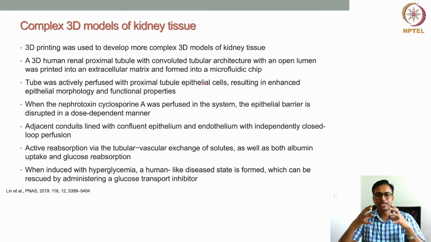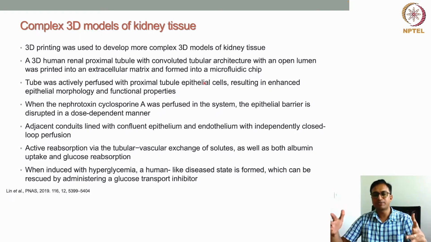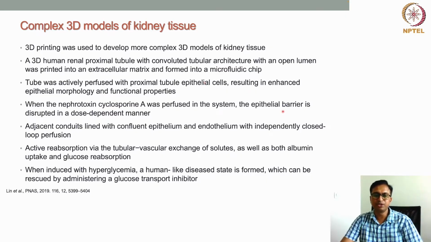Because of that, they maintain a barrier, so that the filtered urine passing through the tubule should not get absorbed completely. There should be selective absorption and selective secretion. So that kind of thing should go on within the proximal tubule.